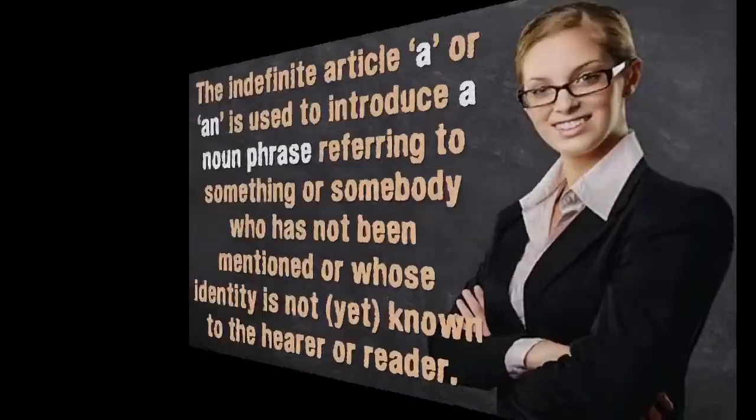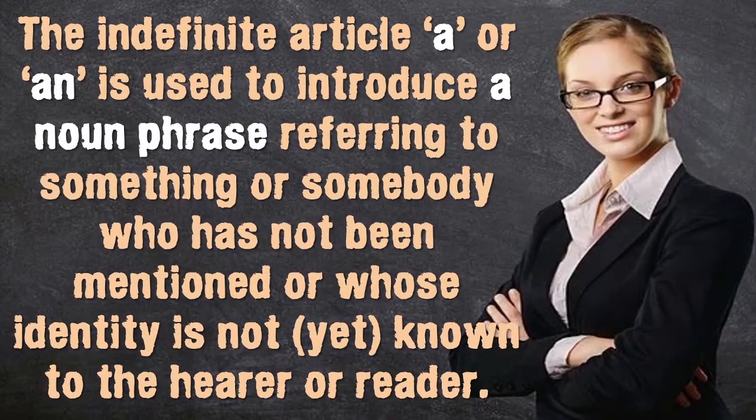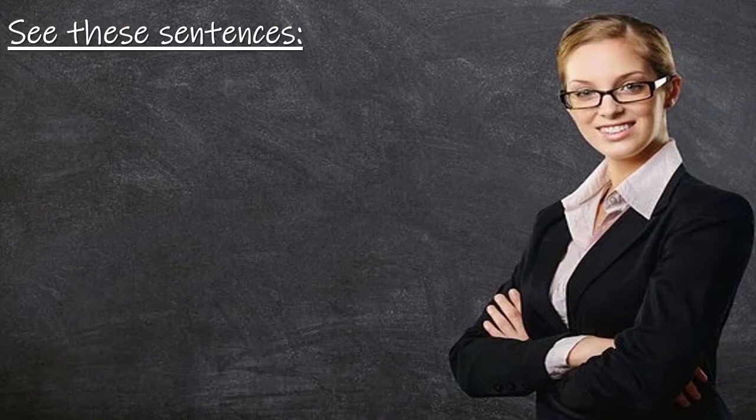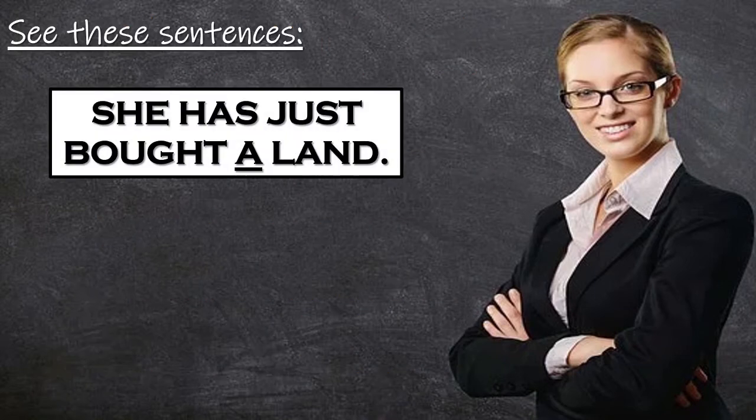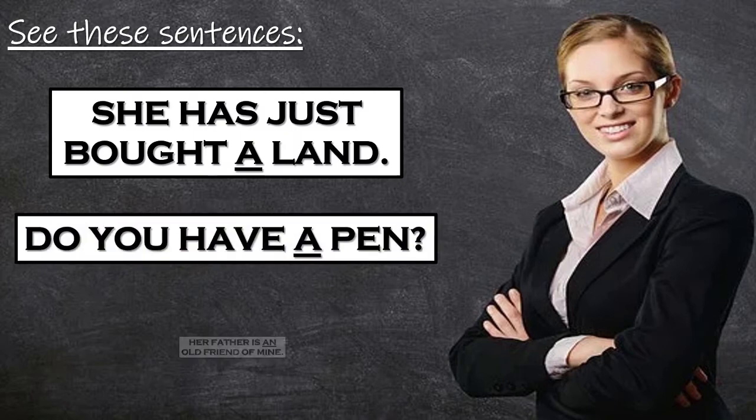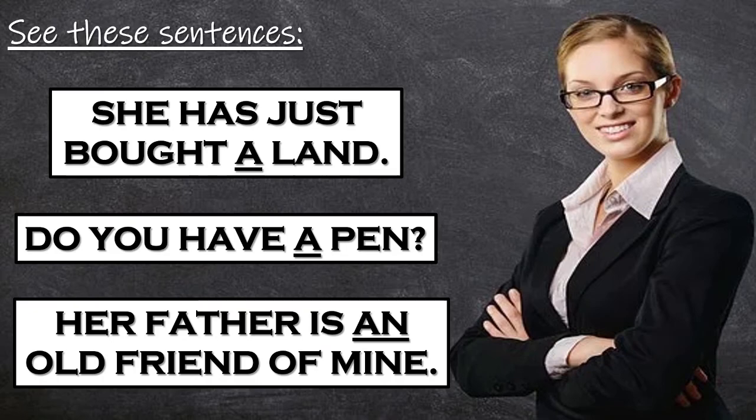Moreover, the indefinite article a or its variant an is used to introduce a noun phrase referring to something or someone who has not been mentioned or whose identity is not yet known to the hearer or the reader. That is what we use the indefinite article for. Let's see some examples. She has just bought a land. Do you have a pen? Her father is an old friend of mine.